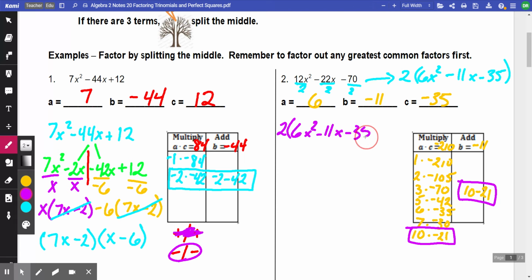And you might be wondering, what if we never brought out the 2 in the beginning? What if we never rewrote this so that a and b and c were these three numbers? Could we still split the middle? And the answer is yes.